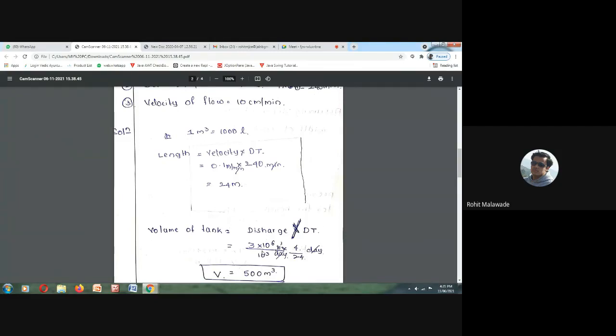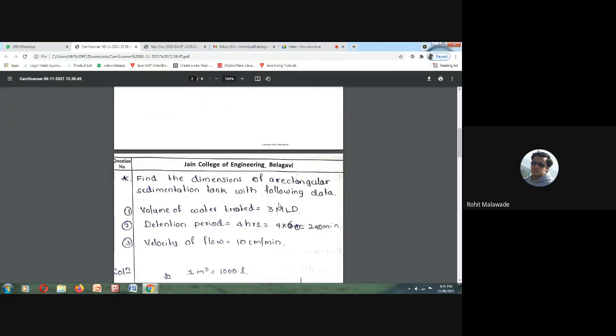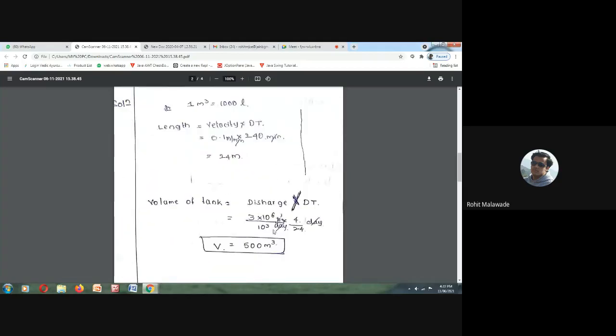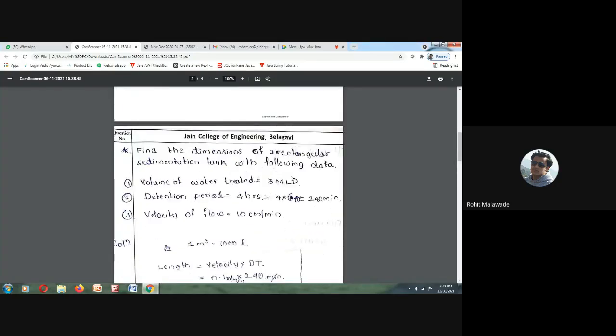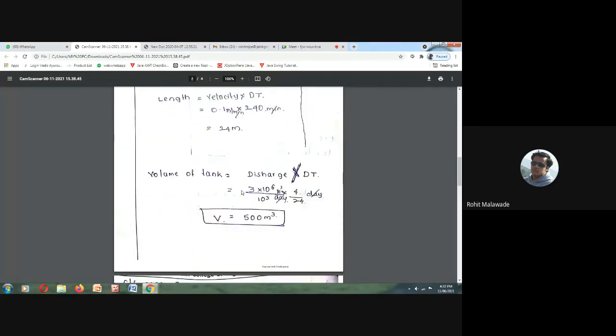So what I will do? 3 into 10 to the power 6. Why 10 to the power 6? Because it is million. Now I will be converting the liter into the meter cube. If I am going to convert liter to meter cube, I will be dividing this by 10 to the power 3.